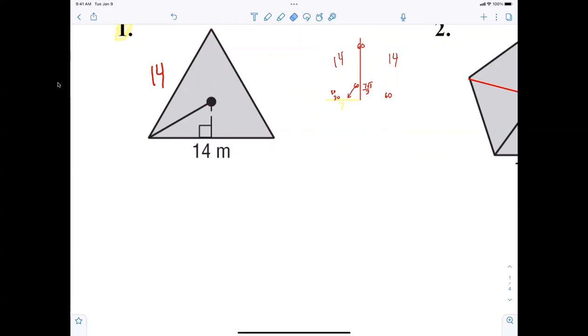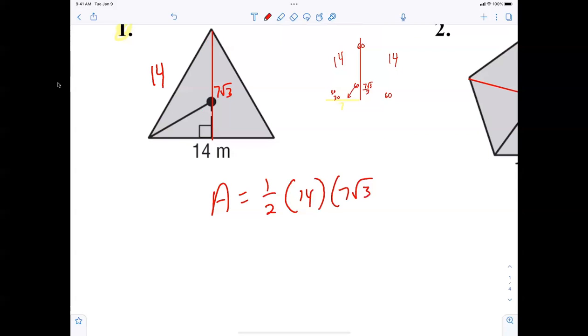Yeah, that is actually 7 radical 3. All right, this is actually 7 radical 3. Is everybody okay with that? And so now the area is just what? 1/2 times 14 times 7 radical 3.